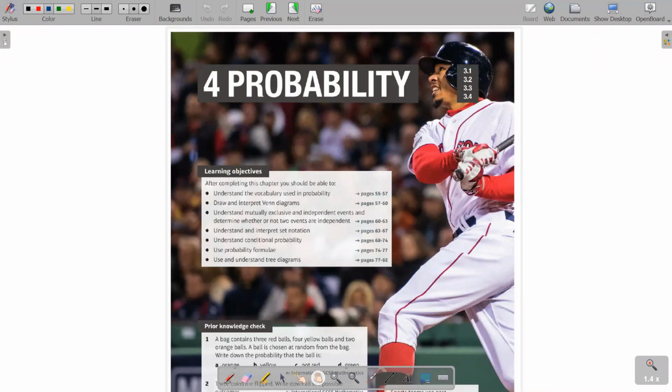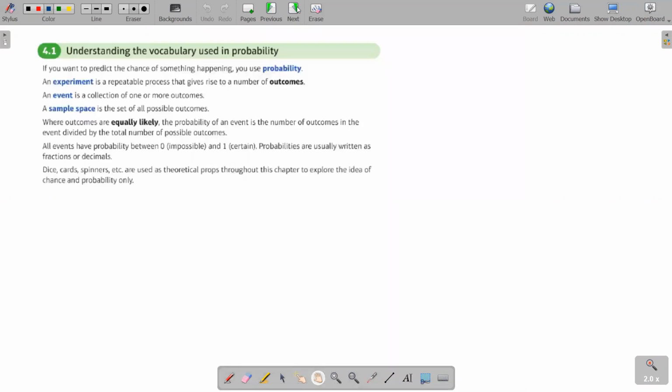Okay, so now we'll move on to the next chapter, chapter 4, probability. When it comes to the probability chapter, first you need to understand the vocabulary we use in probability. If you want to predict the chance of something happening, we use probability. There might be an event, and you give the chance you want to predict, like, what's the percentage that this particular event will happen. So that's the probability.